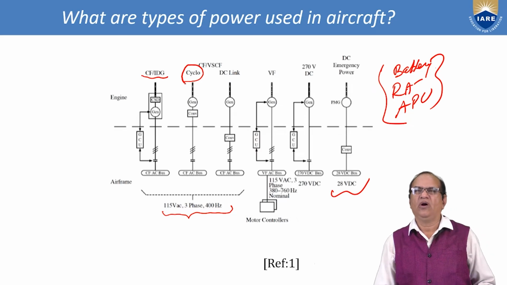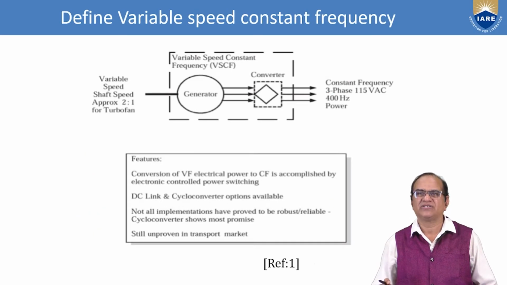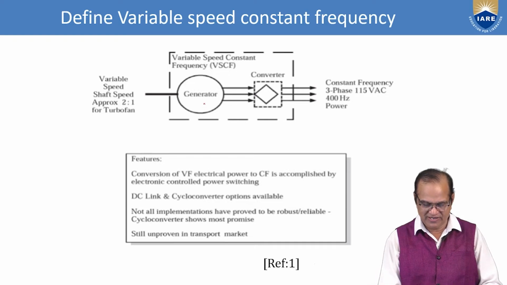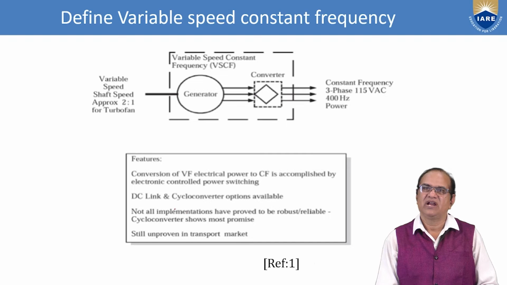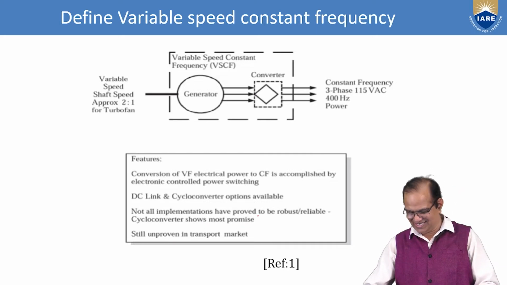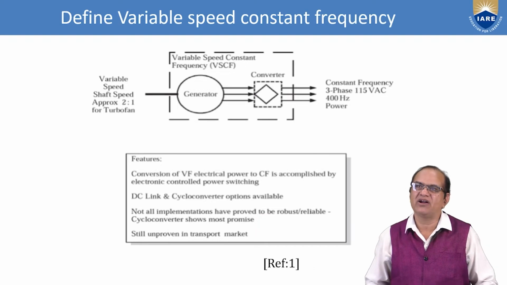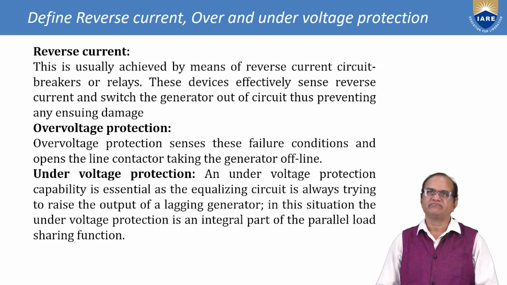This is the cycloconverter which is used in this type of system. So here DC link and cycloconverter options are available. Not all implementations have proved to be robust and reliable. The cycloconverter shows the most promise, but is still unproven in the transport market. It is still in the research zone and not 100% applied to all aircraft.